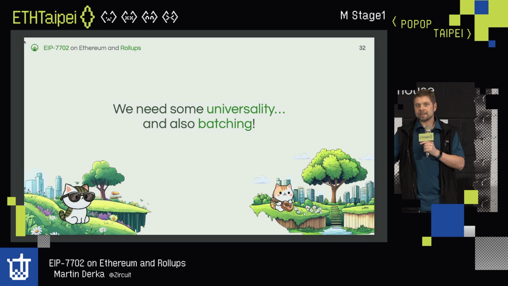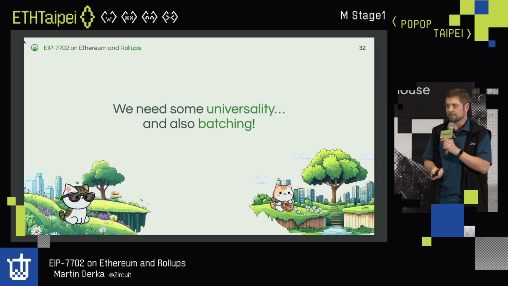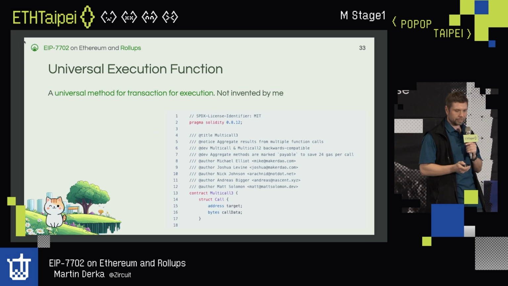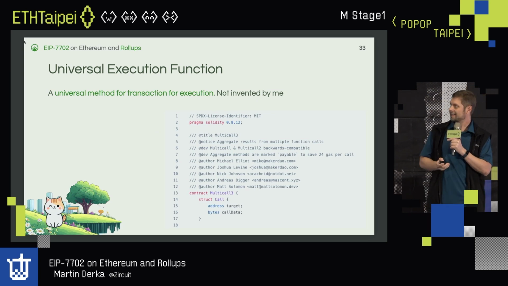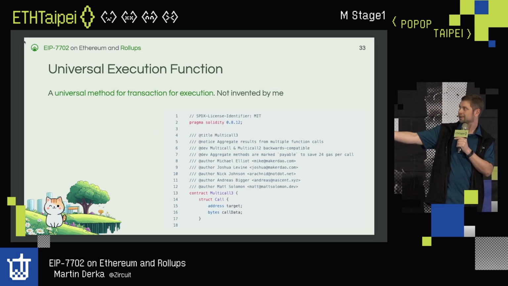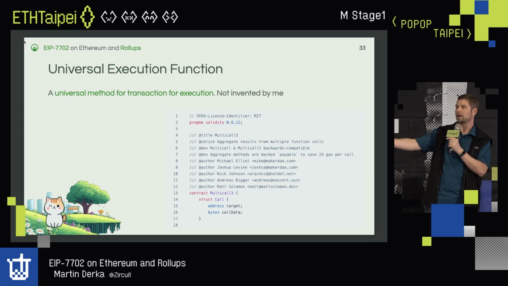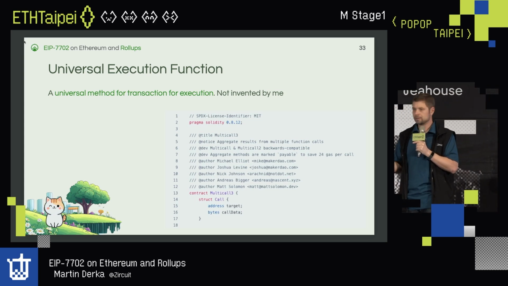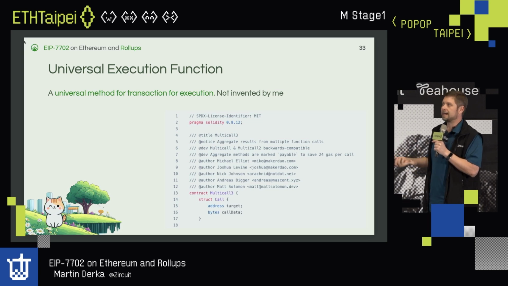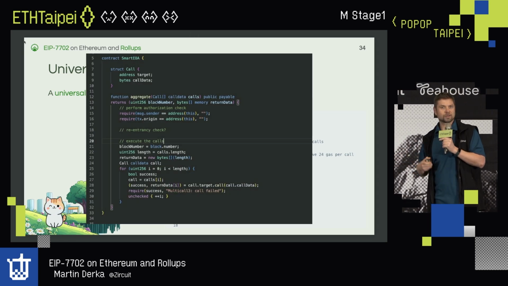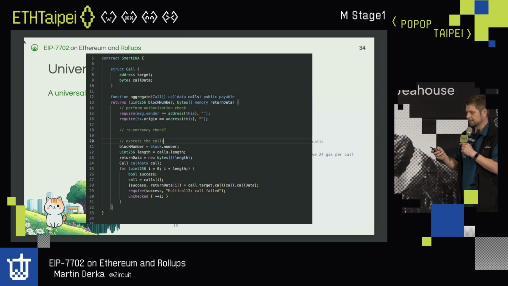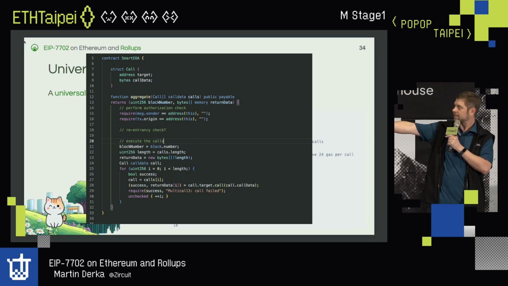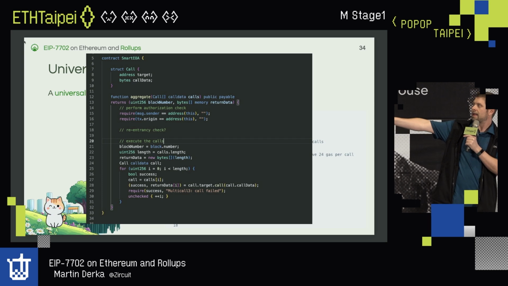So what I'm saying here is that we actually need some universality and batching. So here is this holy grail type method that I'm going to show you on the next slide. It is actually not invented by me, but it's heavily inspired by the guys who invented the multicall smart contract. And you can find some other examples of this elsewhere, for example, in Gnosis Safe Wallet. So this is roughly what this universal structure would look like.